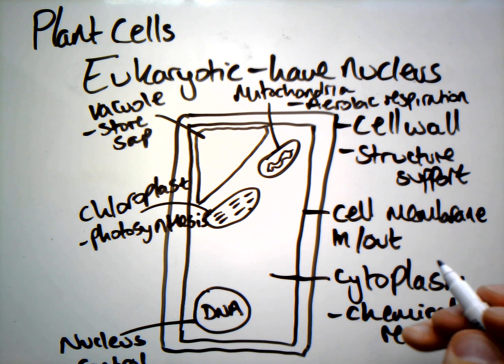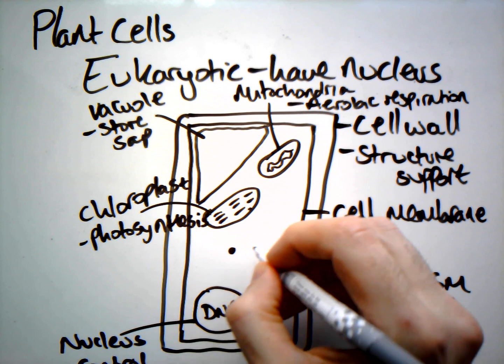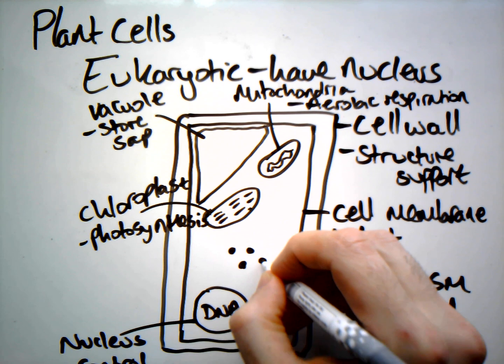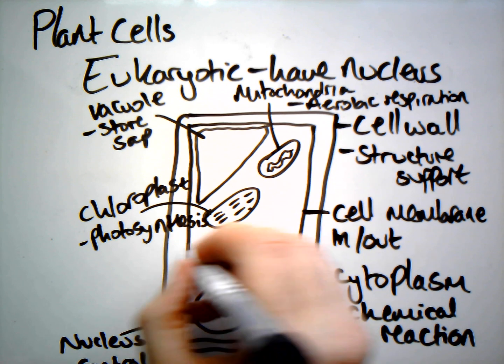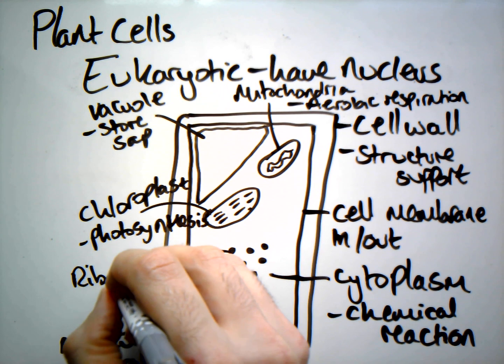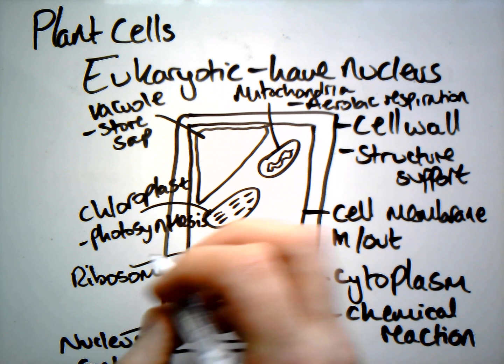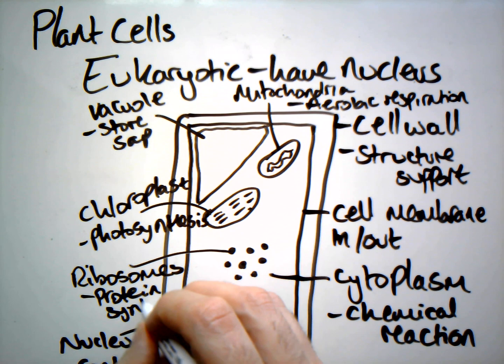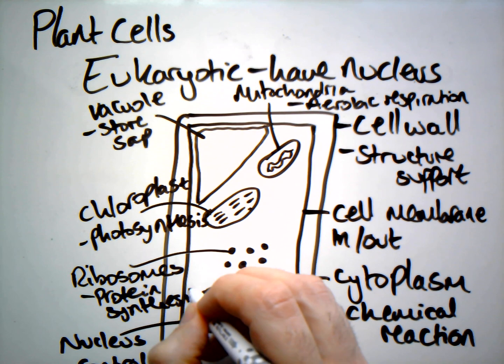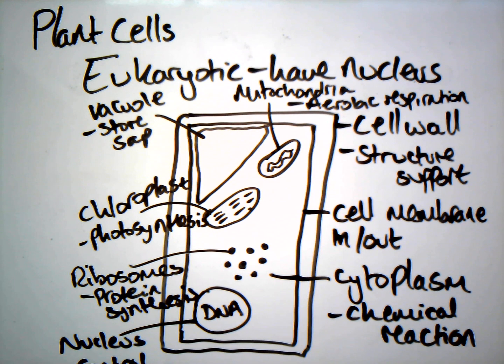Our final structure within our cytoplasm we need to be aware of are these small protein molecule structures here. They don't have membranes around them, but they do contain our RNA, and they are our ribosomes. And our ribosomes carry out protein synthesis. All that means is that they make protein molecules. And that's everything you need to know about plant cells.